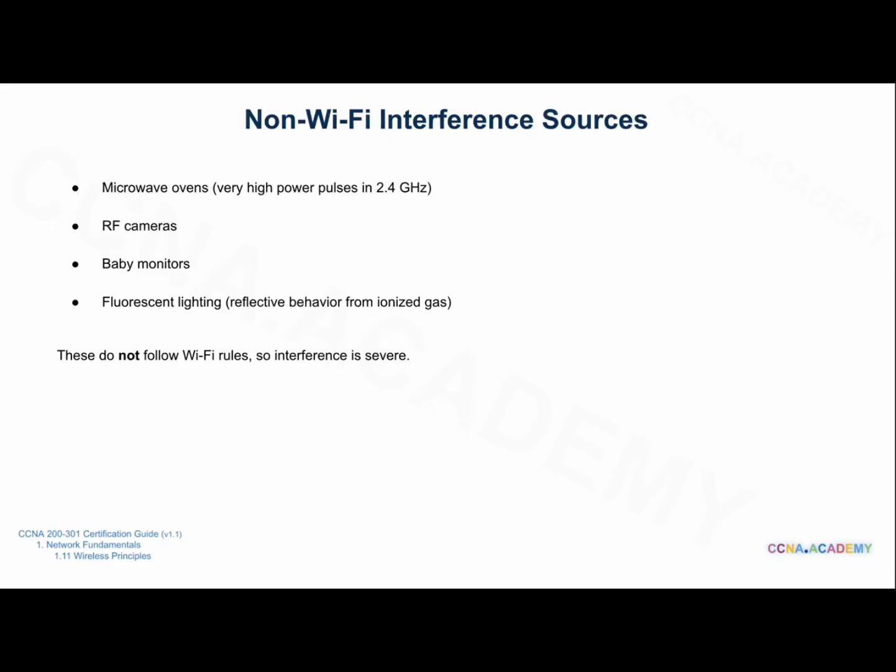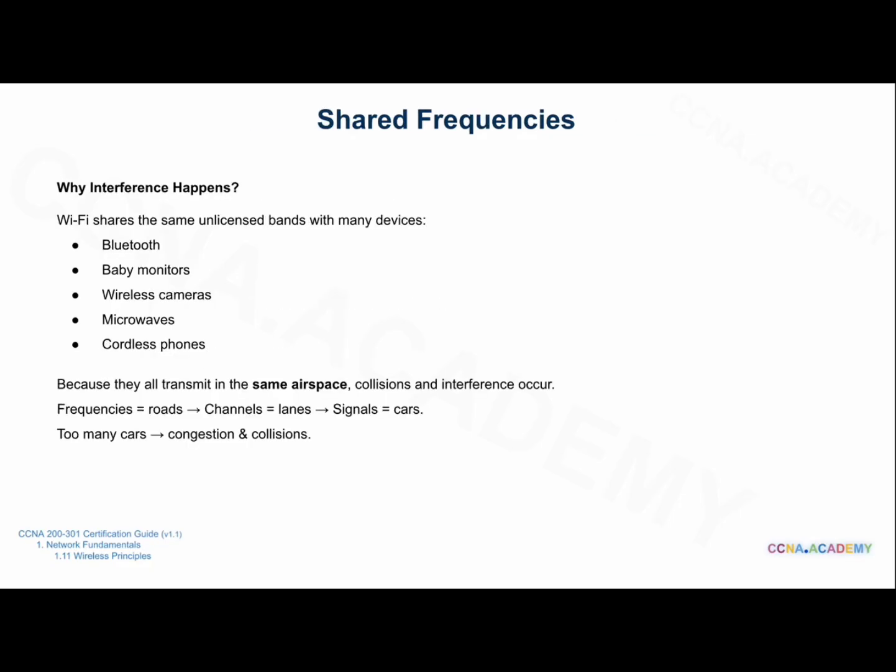The 2.4 GHz band is crowded, not just with Wi-Fi devices, but with many household appliances. Microwave ovens, baby monitors, RF cameras, and even fluorescent lighting can disrupt Wi-Fi signals. Because these devices don't follow Wi-Fi rules, their interference can be severe and unpredictable. Knowing these sources helps you troubleshoot issues that appear random, but are caused by non-Wi-Fi transmitters.